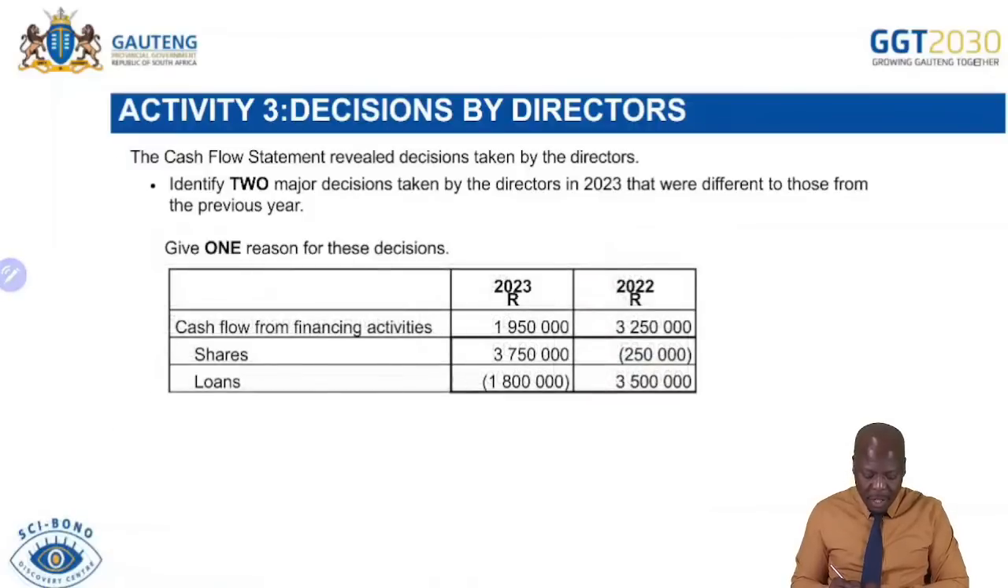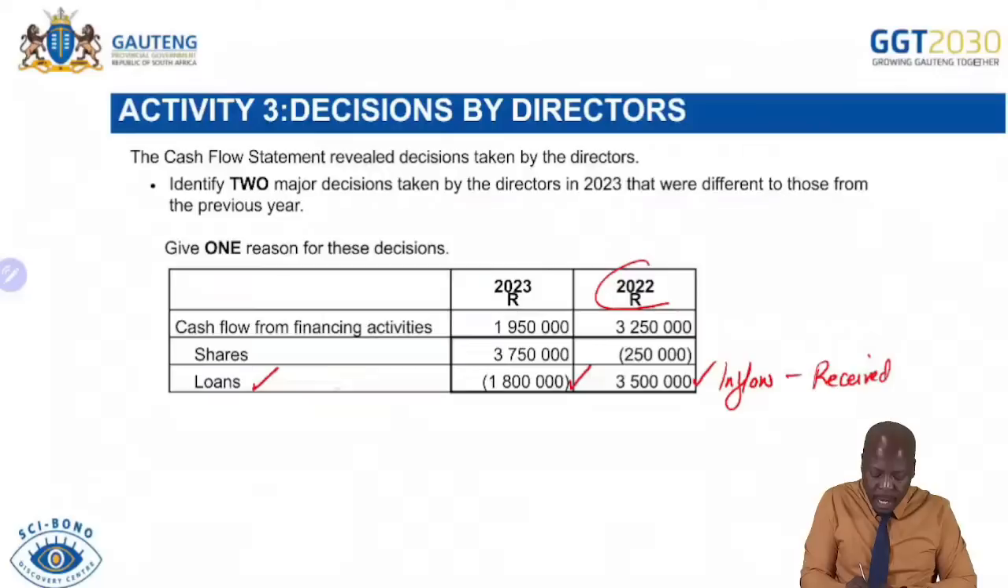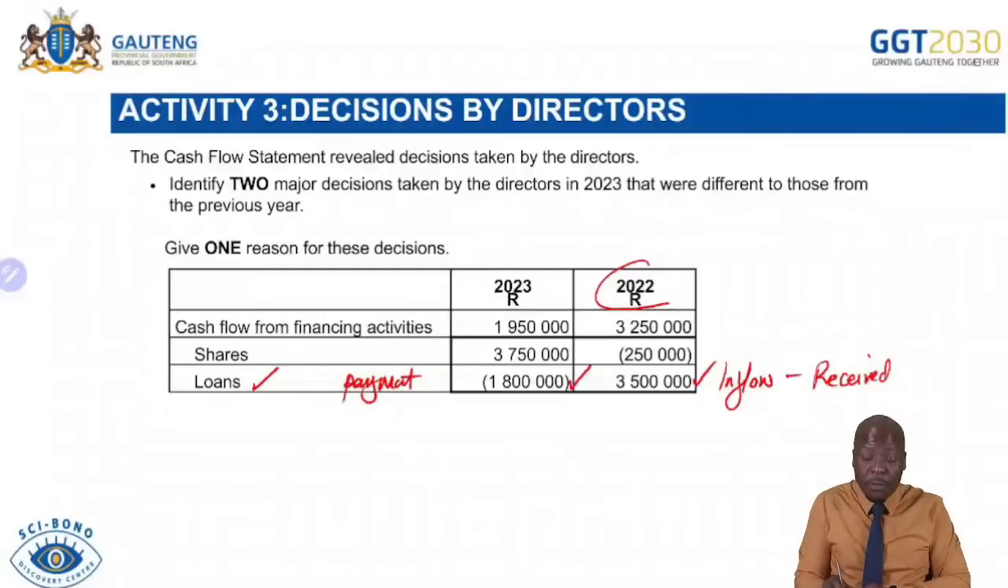The next major decision, we're coming now to the loans. You can see that in 2022, we have 3.5 million on the loans. And no bracket here, that simply means it's an inflow. And once we have an inflow on the loans, that means we have received a loan. But when we come here, it's 1.8. That means this is a payment. It's a cash outflow. We have repaid the loan.